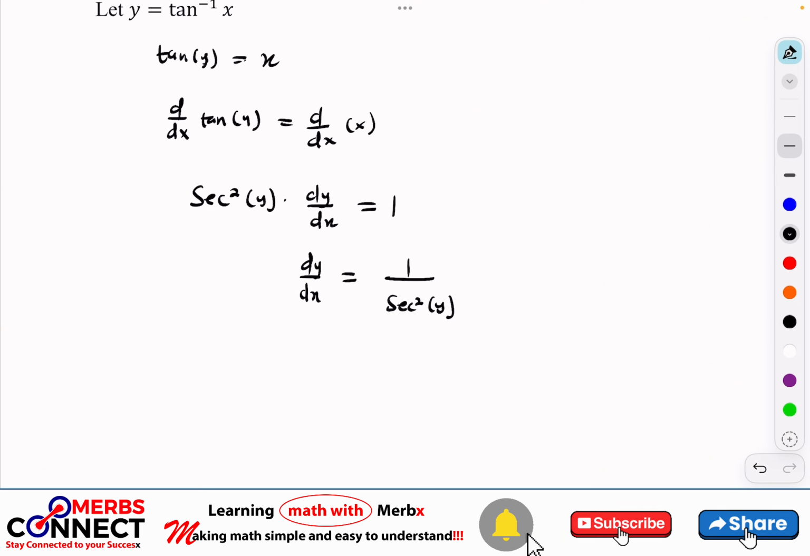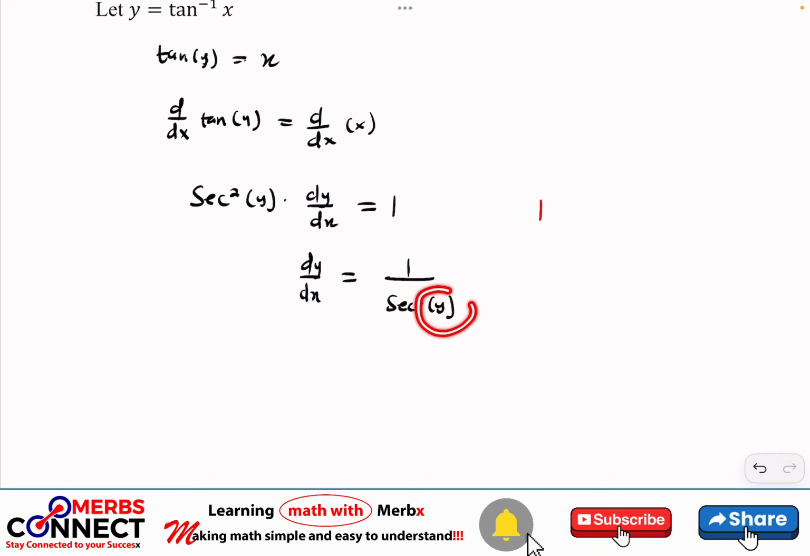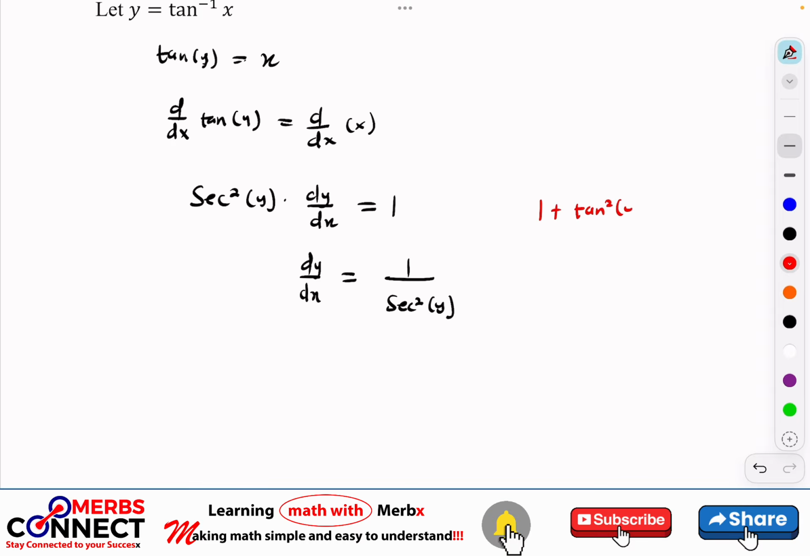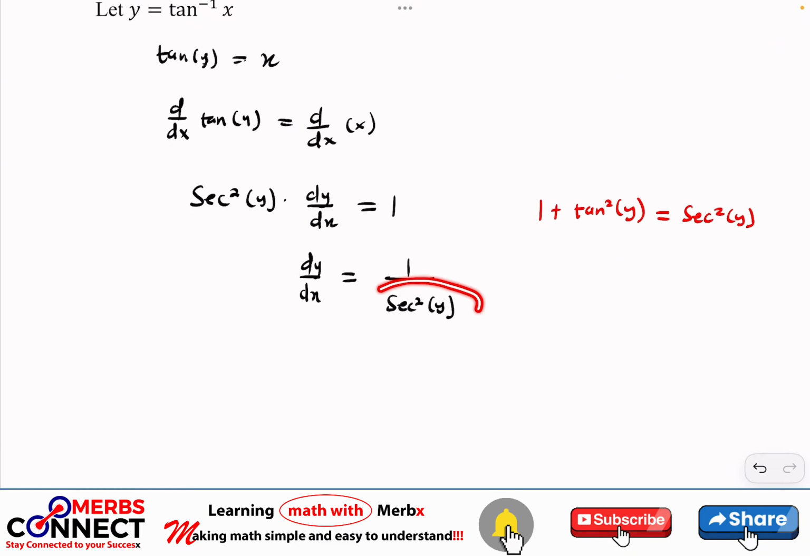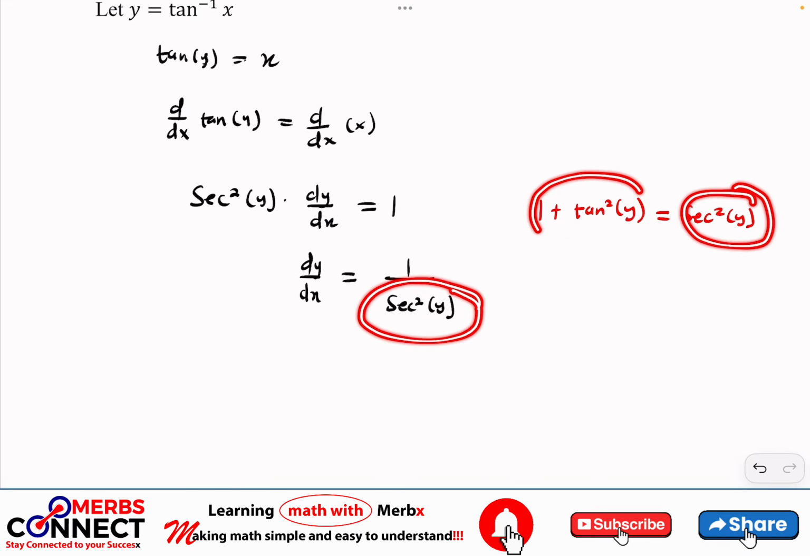So now let's go for another trig identity. We know that, since the angle is y, I want to use y: 1 plus tan squared of y is the same as secant squared of y. Great. So we want to change this. So secant squared of y is the same as this.